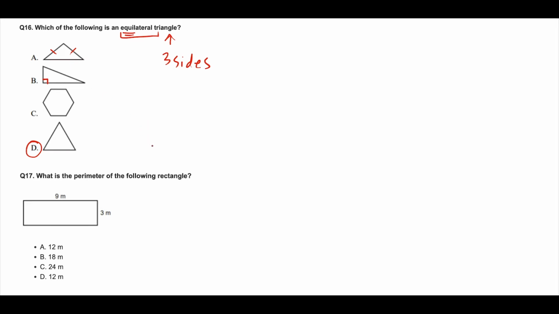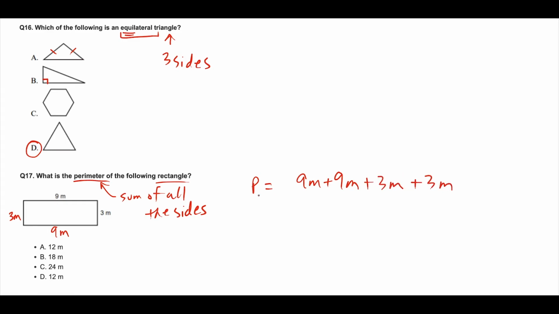So now we move on to question 17. We have, what is the perimeter of the following rectangle? Now the perimeter, remember, is just the sum of all the sides. And one of the other things you have to know here is that if this is a rectangle, the opposite sides are the same. So if this side here is 9 meters, the opposite side is also 9 meters. And if this vertical side here is 3 meters, then this side over here also has to be 3 meters. So then the perimeter of this rectangle is just the sum of all the sides. So we're doing 9 meters plus 9 meters, and then we have a side that's 3 meters, and another side that's 3 meters.